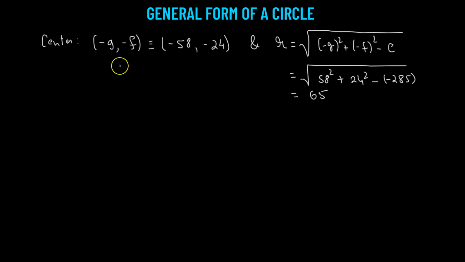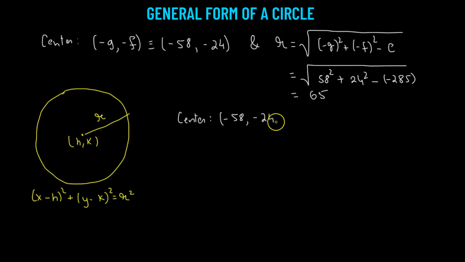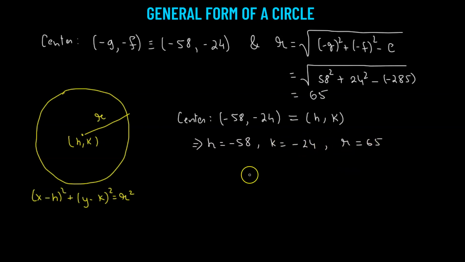So now we have the center as well as the radius of the circle. So let's use the standard form of a circle to quickly obtain the equation of the circle. If we have a circle whose center is given by the coordinate h comma k, and this particular circle has a radius of r, then the standard form of the circle is given by the equation x minus h whole squared plus y minus k whole squared equals the square of the radius. Now in our case, we have obtained that the center corresponds to negative 58 comma negative 24. In the standard form, this is simply the coordinate h comma k. So h comes out to be negative 58 and the k value comes out to be negative 24. And the radius remains the same, so that's 65 units.